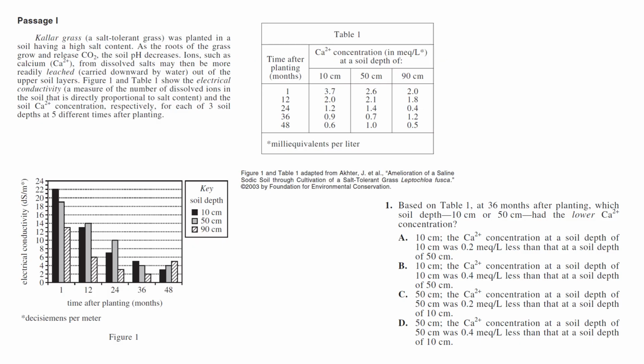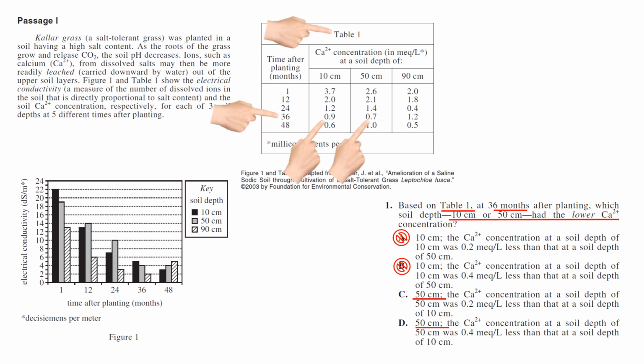So question number 1, based on table 1, at 36 months after planting, which soil depth, 10 or 50, had the lowest Ca2+ concentration? And we see that it is 50. 0.7 is lower than 0.9. So we're going to eliminate choice A and B. And what's the difference? In choice C, it says the concentration was 0.2 less. So your answer is C. Choice D said it was 0.4 less. You would have gotten that if you'd accidentally looked at the wrong columns.